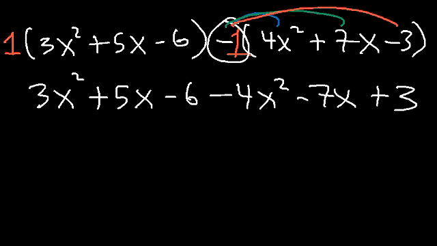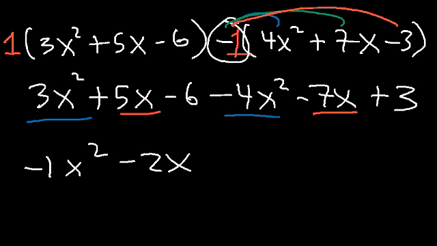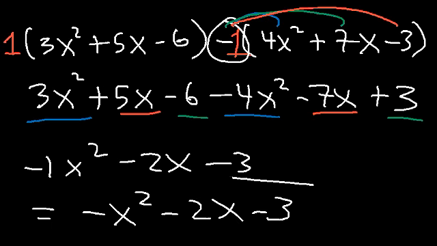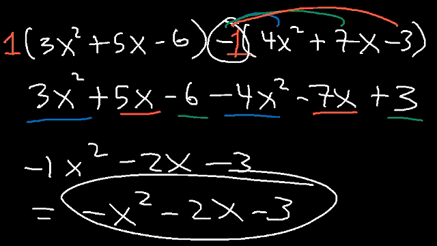Now let's combine like terms. 3x squared minus 4x squared is negative 1x squared, or simply negative x squared. 5x minus 7x is negative 2x. And negative 6 plus 3 is negative 3. So the final answer is negative x squared minus 2x minus 3. So that's how you can simplify a polynomial expression that looks like that. So this is called subtracting polynomials.